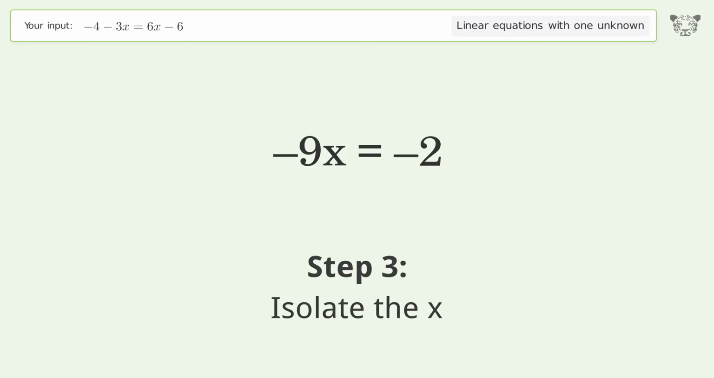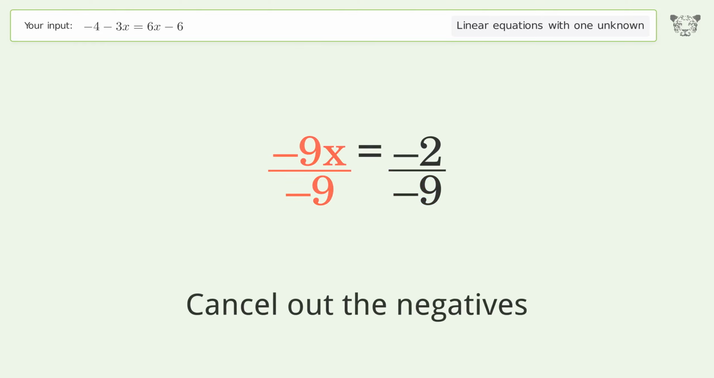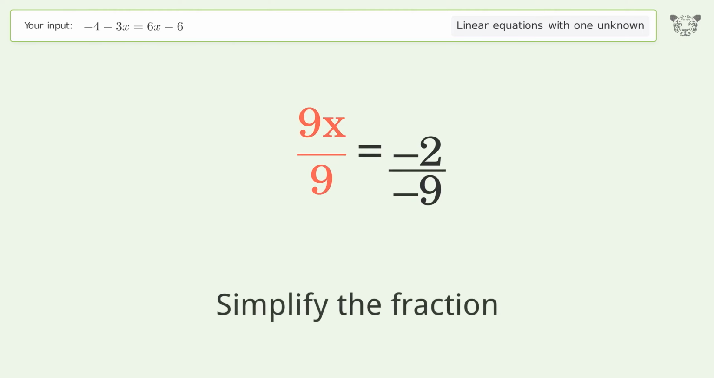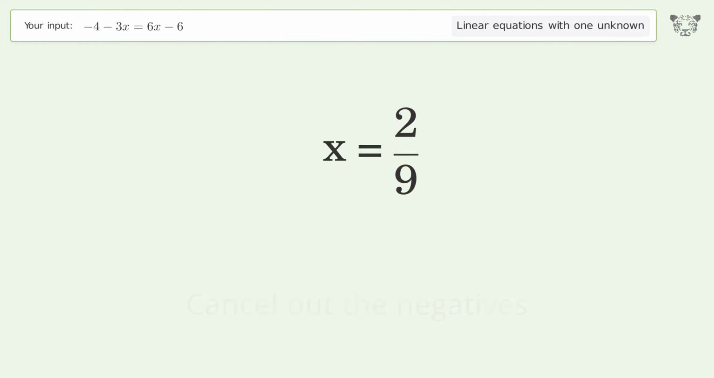Isolate the x. Divide both sides by -9. Cancel out the negatives. Simplify the fraction. Cancel out the negatives. And so the final result is x equals 2/9.